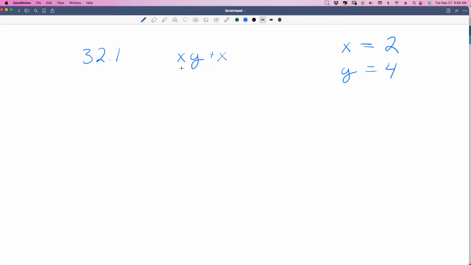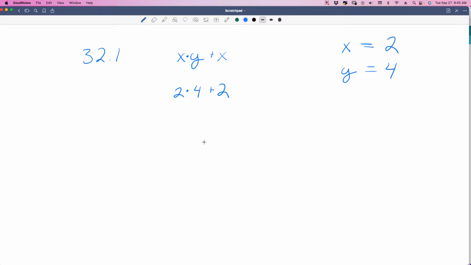Now it's important to understand that when we have two variables next to each other, those are factors. This means that they're being multiplied times each other. This does not mean that we would have 24 here. Okay? Some people would look at that and say 24 plus 2. That is not correct. When we have numbers or variables next to each other, it is understood that that is multiplication. So what we actually have here is going to be 2 times 4 plus 2.